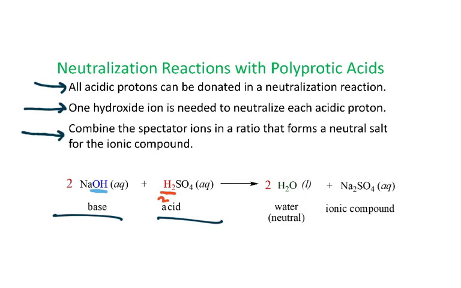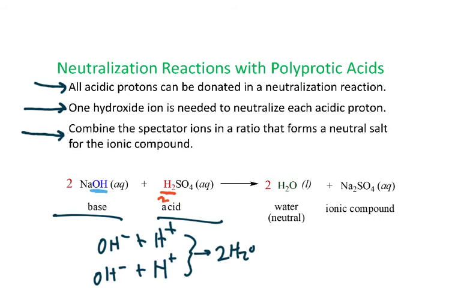And then if you were to go balance this thing, notice that you would end up with 2 waters, because we basically have OH minus plus H plus, and then we have another OH minus plus H plus. That makes 2 water. We have 2 sodium ions, 1 sulfate ion, and that gives us sodium sulfate, Na2SO4. So the only real difference if you have a polyprotic is balancing at the end.